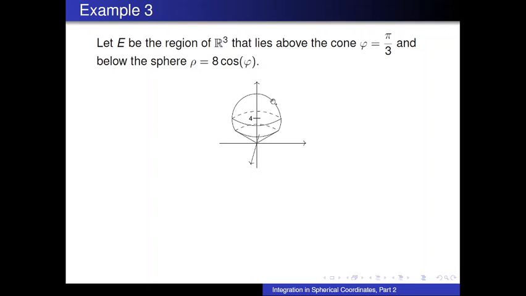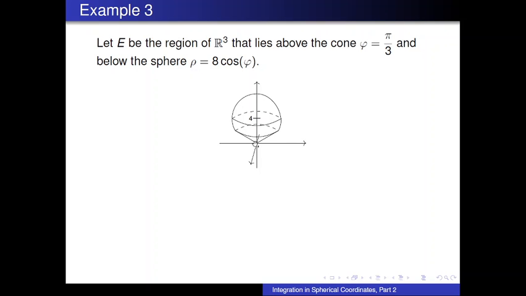So here's a picture of that sphere, but I've chopped it off along the lines that come from the cone phi equals pi over 3. So this region that lies above that cone but below that sphere, another way you might say that is that this region E is bounded below by the cone phi equals pi over 3 and bounded above by the sphere rho equals 8 cosine of phi. So it's this kind of funny looking region. It looks kind of similar to the spherical box that we saw at the end of the last video, but maybe it's a little bit different.